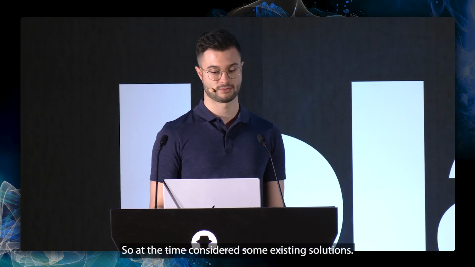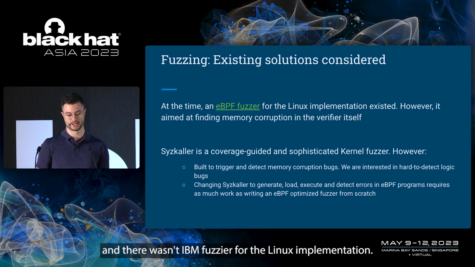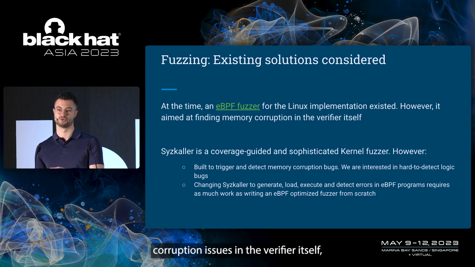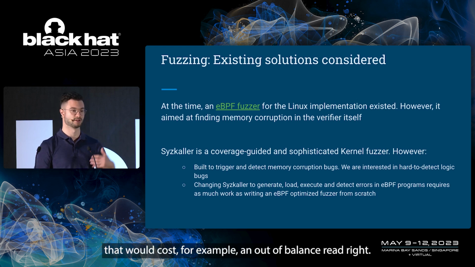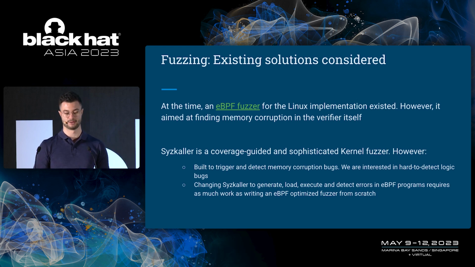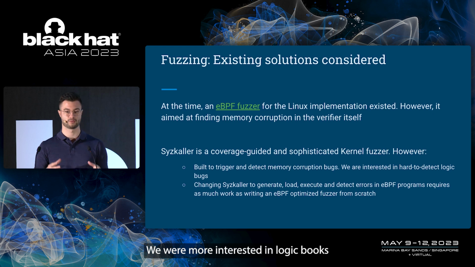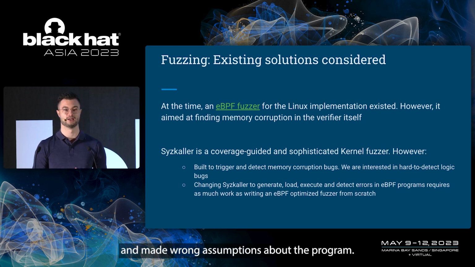So at the time, we considered some existing solutions. This was in 2020, and there was an eBPF fuzzer for the Linux implementation. However, they were aiming at finding memory corruption issues in the verifier itself. So they would try to load a program that would cause, for example, an out-of-bounds read or write, and they did find issues. However, these are more the classical, if you will, memory corruption bugs. We were more interested in logic bugs that occur after the verifier has verified a program and made wrong assumptions about the program.